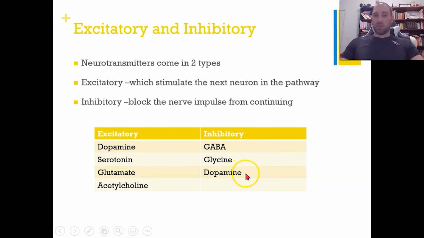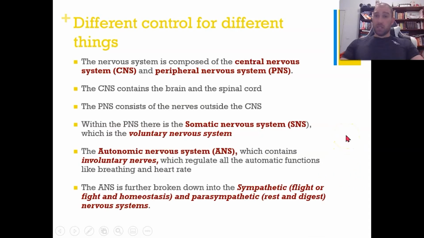Maybe not so much. You might have heard of dopamine more than you might have heard of glutamate. So dopamine is both excitatory and inhibitory, which is kind of interesting. So now we have a bit of an idea about how a nerve works. Let's talk about the nervous system.